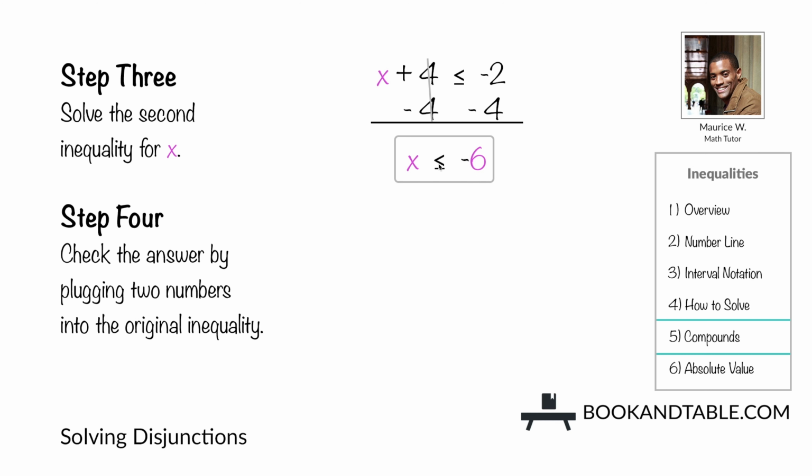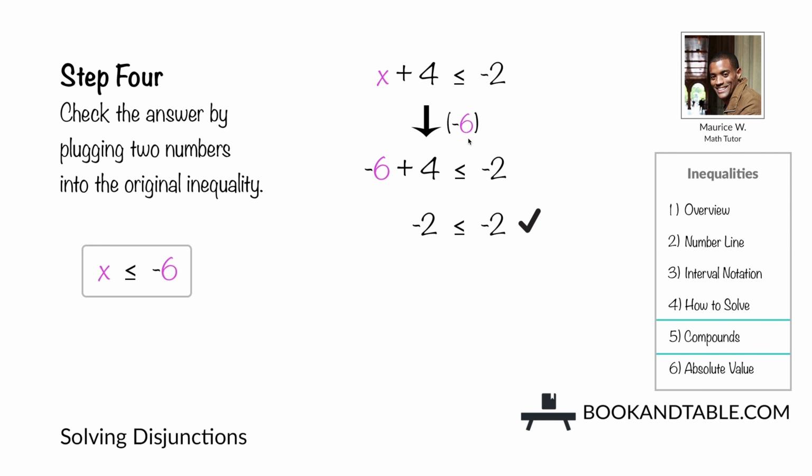Since x is less than or equal to negative 6, we can plug in negative 6, which should work, and we should plug in negative 5. That should not work since it's not less than negative 6. When we plug in negative 6 for x, negative 6 plus 4 is negative 2. Negative 2 is less than or equal to negative 2, so that is true. Negative 5 plus 4 is negative 1, leaving us with the false statement: negative 1 is less than negative 2. That's not true, it's greater than. So that shows that this answer is correct as well.